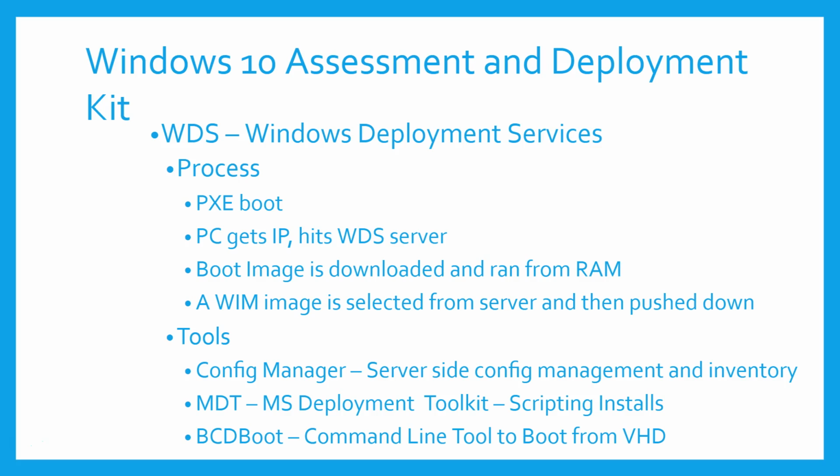If you do want to boot up, you can use PXE boot. That way the PC will get an IP address, and that way you can get to the WDS server. Then you can download the boot image and run it from RAM. And after you're booting up from the initial WIM image, then you can pick the true image, the actual image of the operating system you want to install, and it gets pushed down.